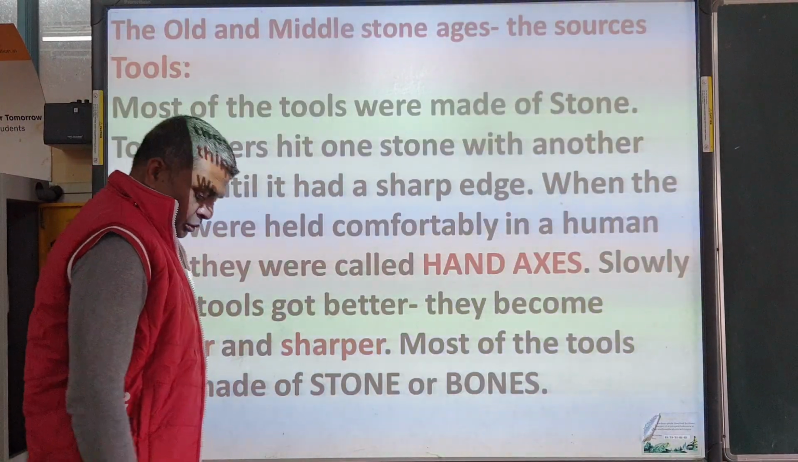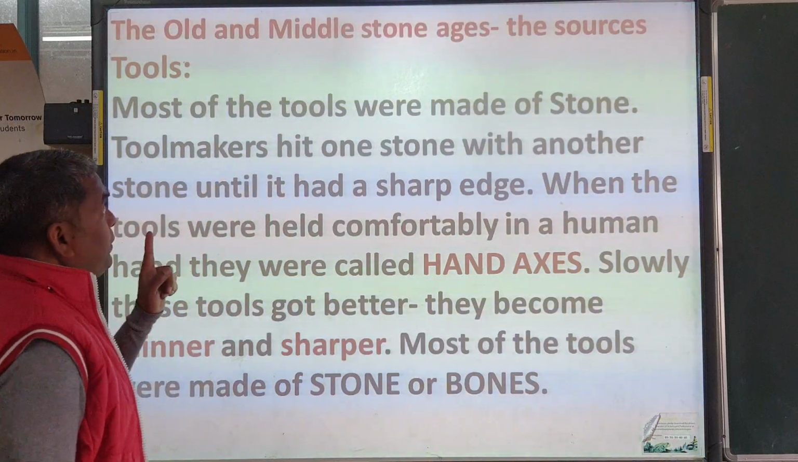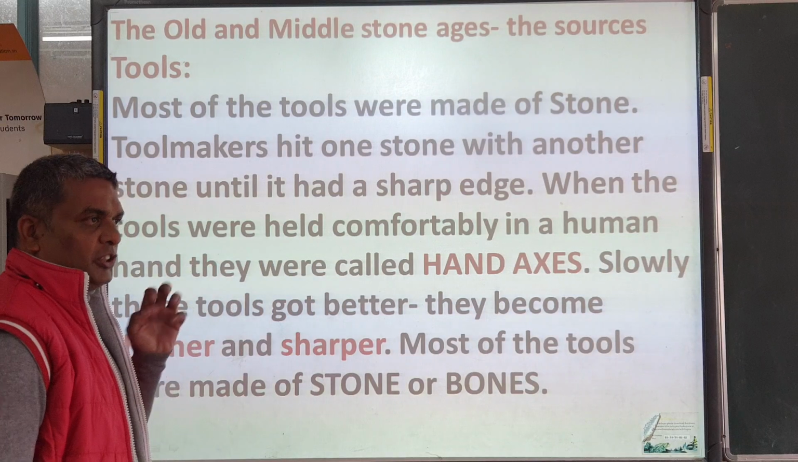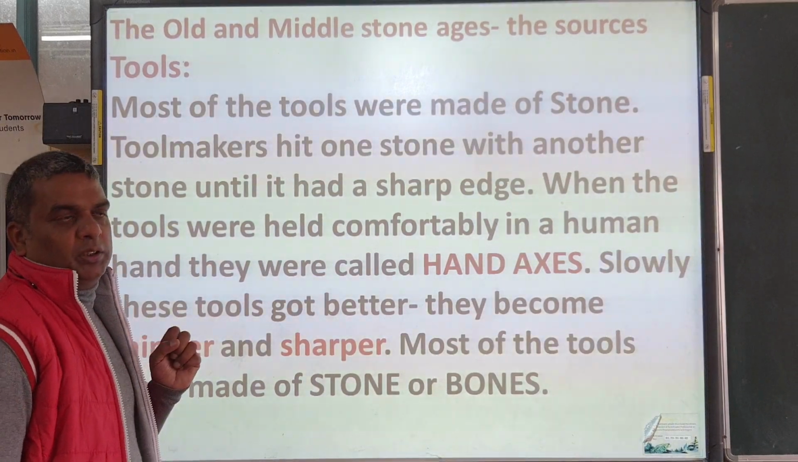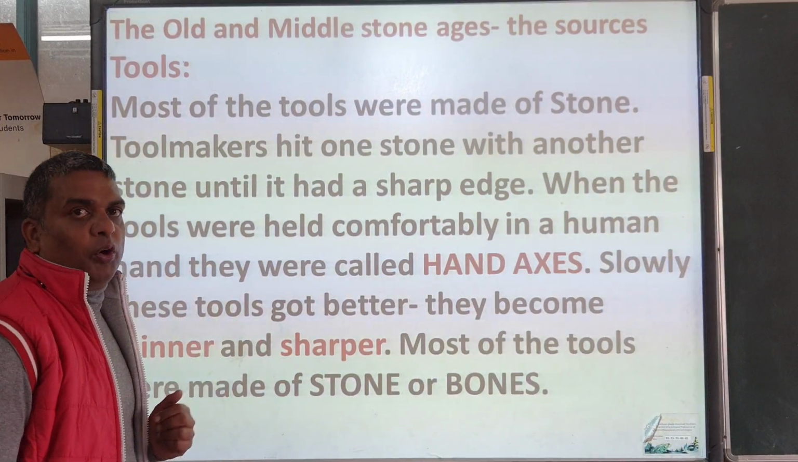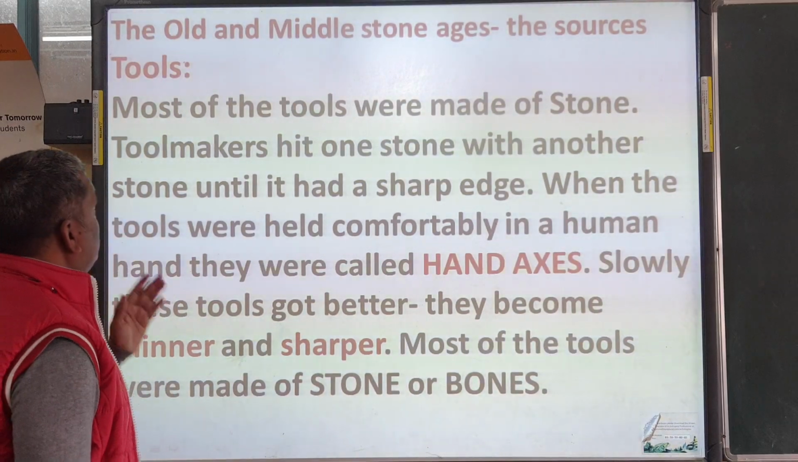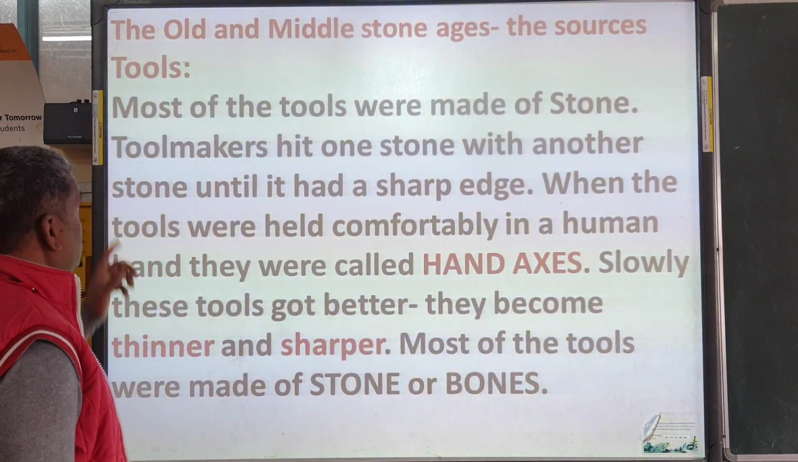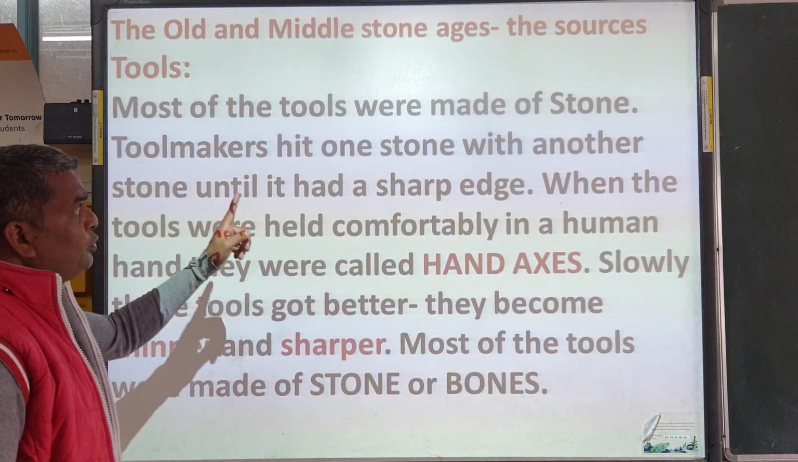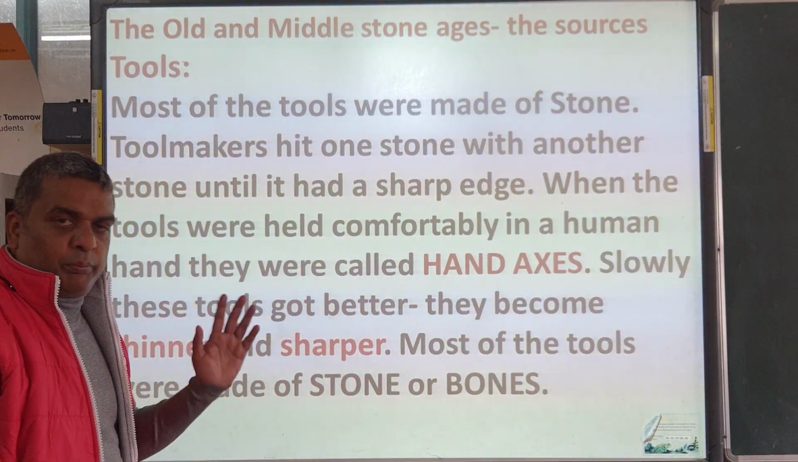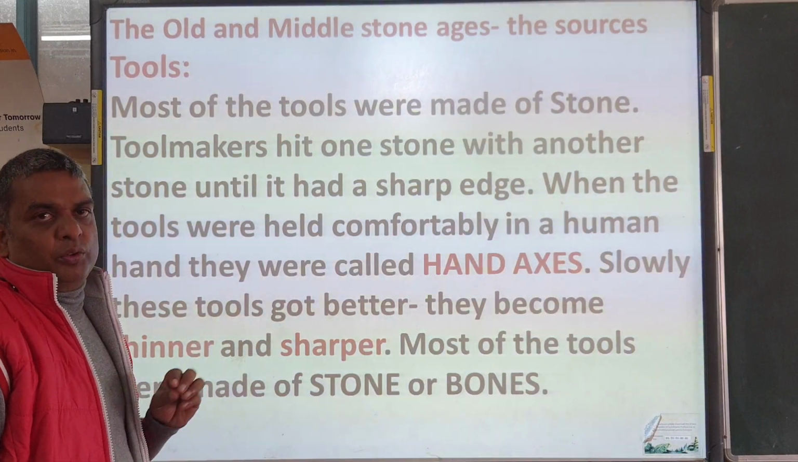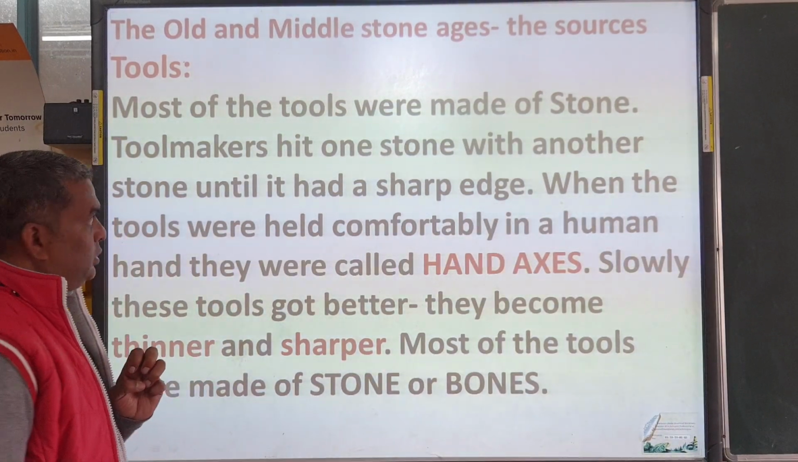Okay. So, the Old and Middle Stone Age. Now, from the Old and Middle Stone Age, from those sources, scientists came to know more about early man. What are the sources? What are the tools they used? Okay. So, first come tools. Most of the tools were made out of stone. So, in our previous chapter, we learned most of the tools that early men used were made out of stone.